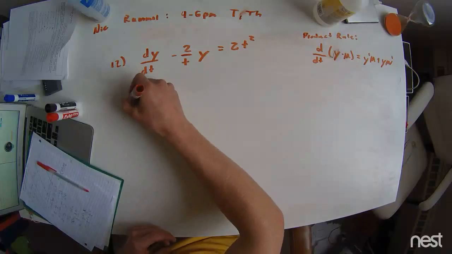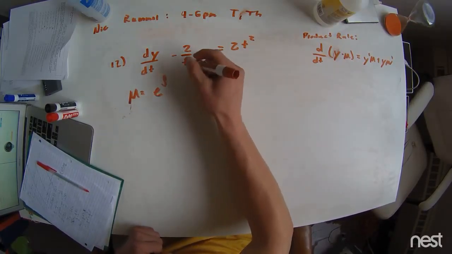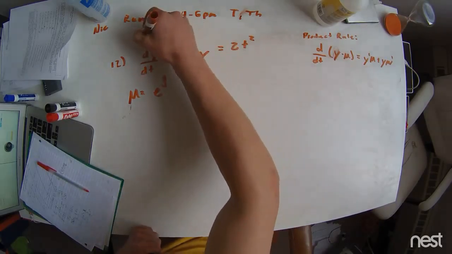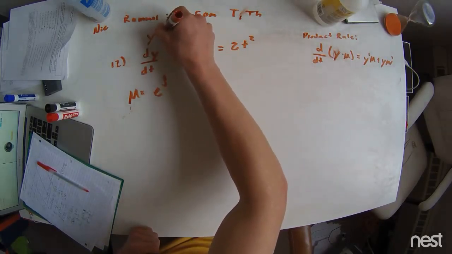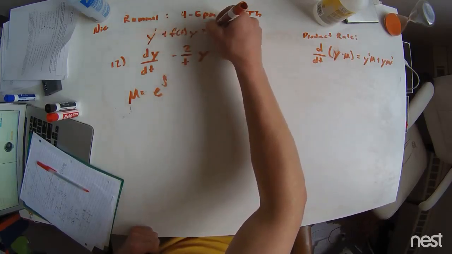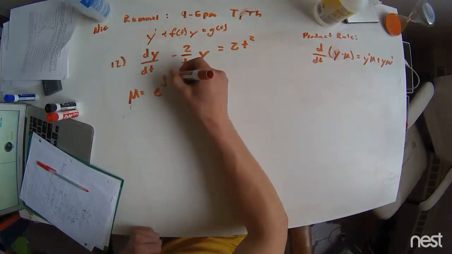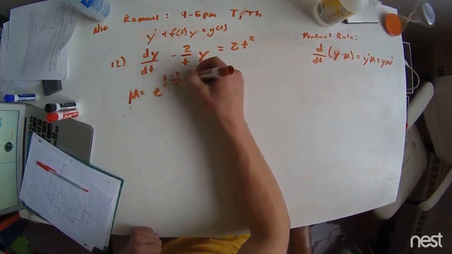So the first step in integrating factor is to find our mu. Mu equals e to the integral of our f of t, which is right here. So we have y prime plus f of t y, which equals g of t right there. And so this is our f of t, which is negative 2t dt.